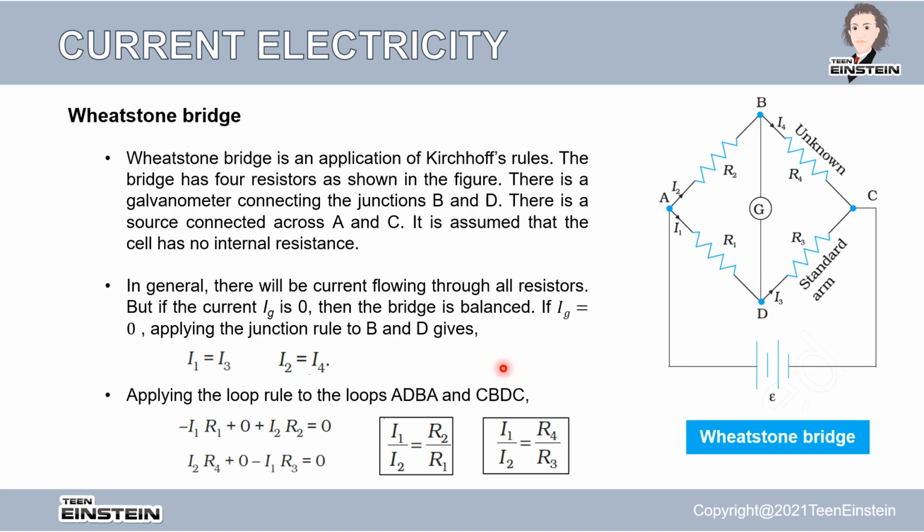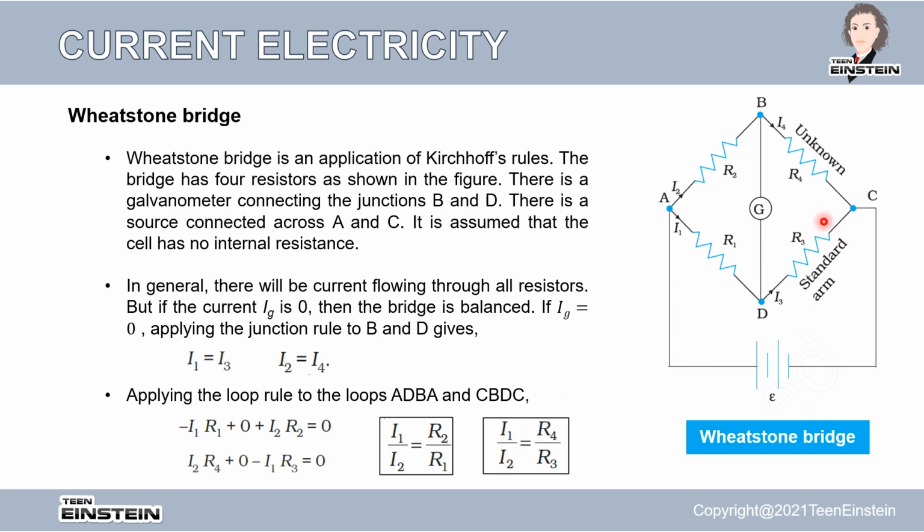Now let's apply the loop rule to this circuit. Let's take the loop ADBA, the left triangle. If you take ADBA and calculate all the potential differences, first we have I1 here. We will take this direction as negative, so minus I1 R1, and Ig is 0, so we have a 0 here. And here it is plus because it is in the opposite direction, so plus I2 R2 equals 0.